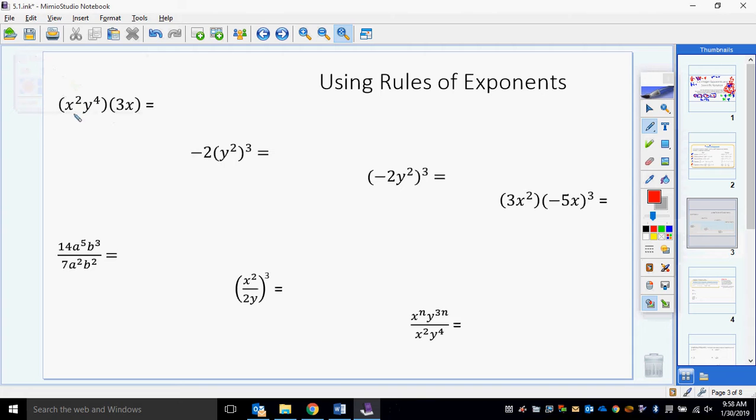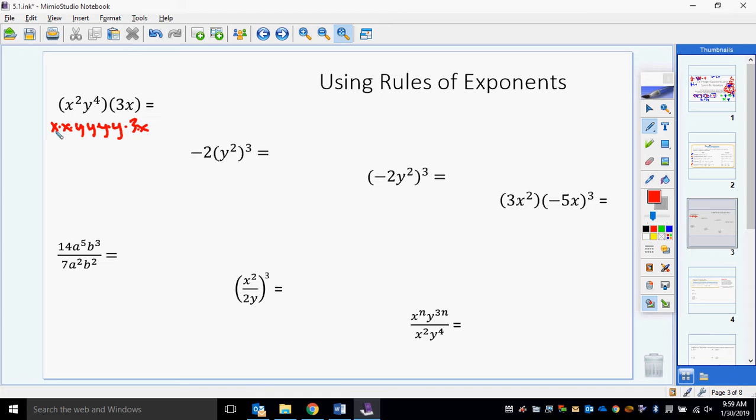Let's practice a few. I'm going to do it both ways. I'm going to do it the long way, and I'm going to do it the shortcut way. So x squared means x times x. And I have y to the fourth, so y times y times y times y. I'm taking it times 3x. So a lot of multiplication going on here, a lot of products.